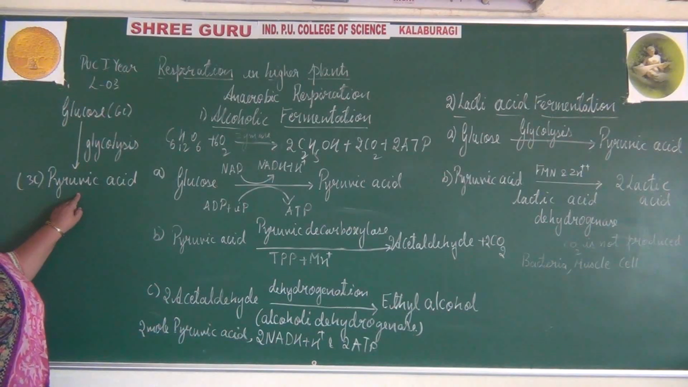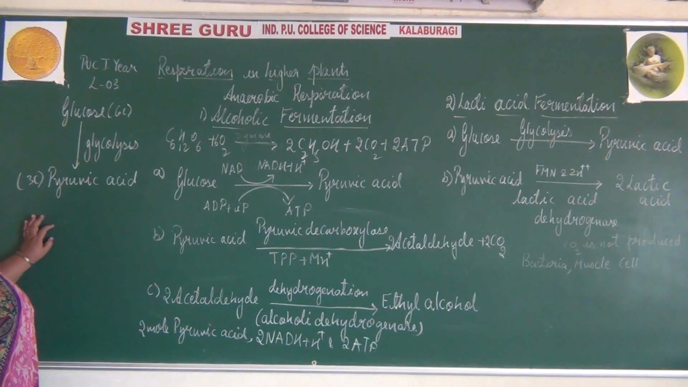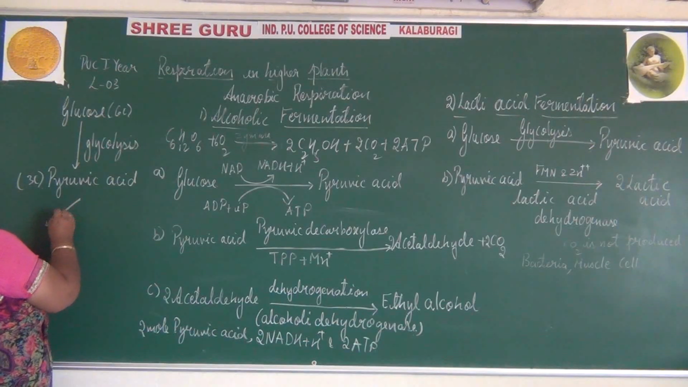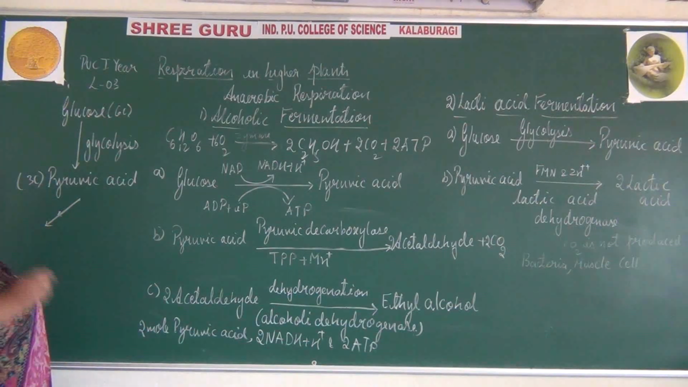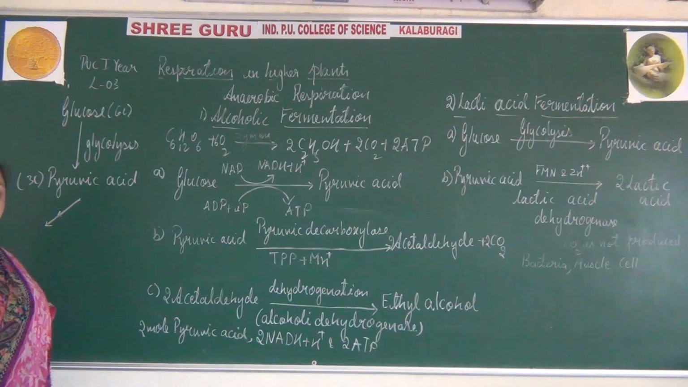Now this pyruvic acid is subjected to both aerobic and anaerobic respiration. So it can enter into, as we have seen, the major pathways of aerobic or anaerobic respiration. So already we know what is aerobic respiration? The respiration which utilizes oxygen for the oxidation of the respiratory substrates, or the process which utilizes oxygen for the breakdown of the food molecules is called aerobic respiration.